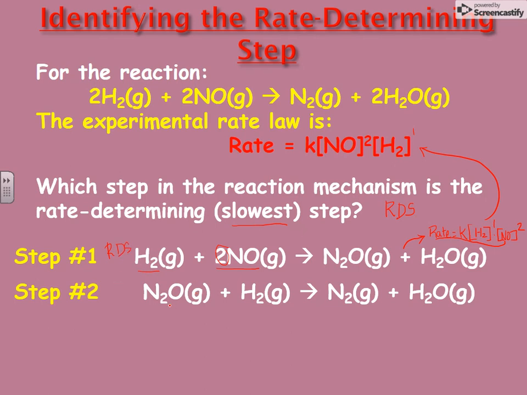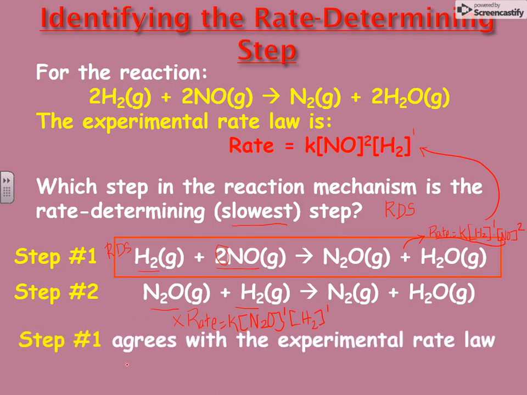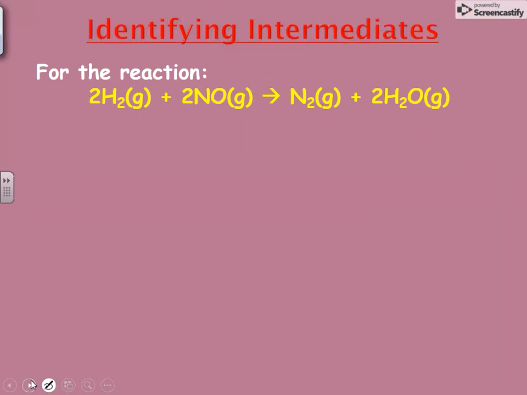If you were to write the rate law for step 2 from its molecularity, it is bimolecular. So you would write rate equals K times N2O to the first power times concentration of hydrogen to the first power. This does not match the rate law that was determined experimentally, so that's why we know this is not the RDS. Step 1 agrees with the experimental rate law, therefore we would say step 1 is your rate determining step.